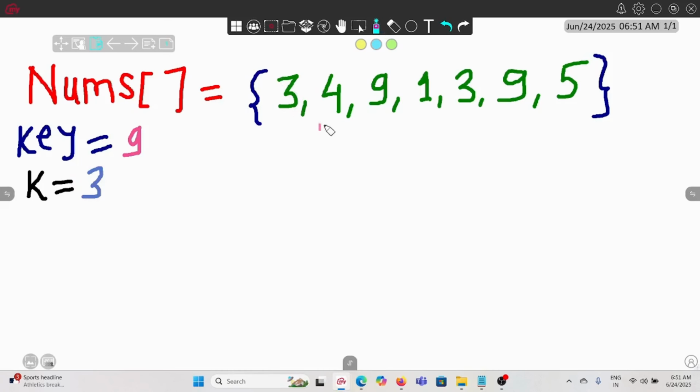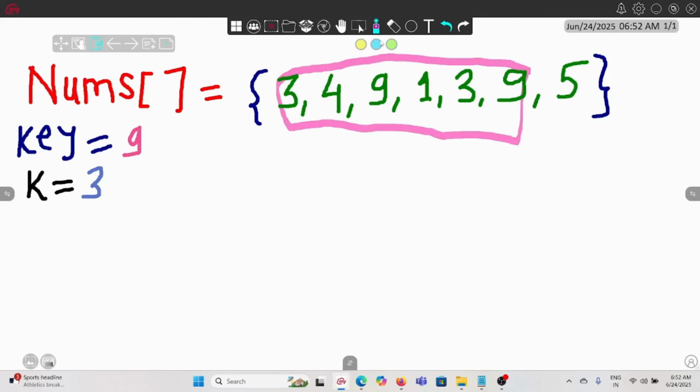So 3, this is 4, this is 9. So we found a key. Now from this key, left side 3 distance, and right side also 3 distance, we have to print all those indexes. Basically we have to take all those indexes into a list. For example, this is 0, which is coming in the range, 1 is also coming in the range, this index 2 itself is also coming in the range. Similarly, all these are coming in the range.